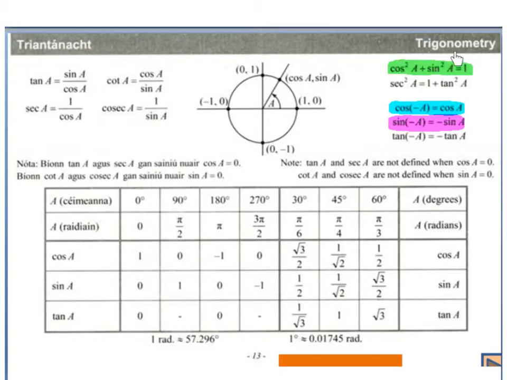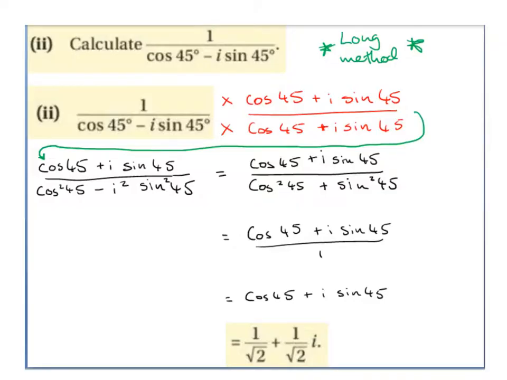So this is the page that we got our trigonometric identities from, and it is page 13 of our formulae and tables, and it is trigonometry. So the three highlighted identities here we used in the previous example. Part 2, calculate 1 over cos 45 degrees minus I sine 45 degrees.